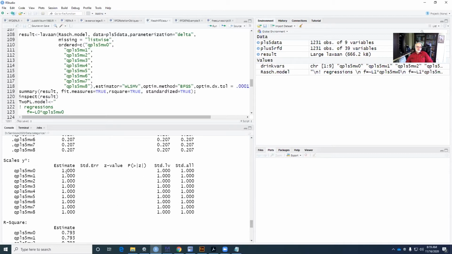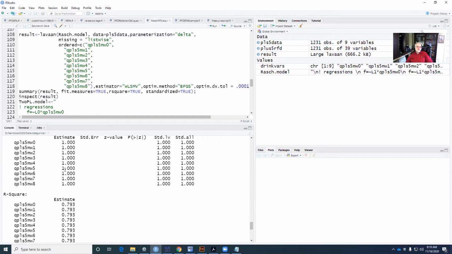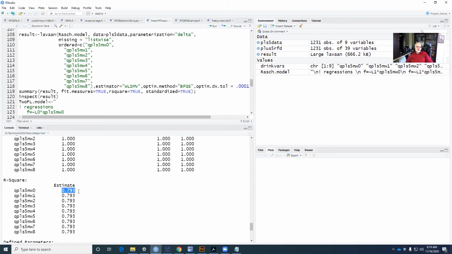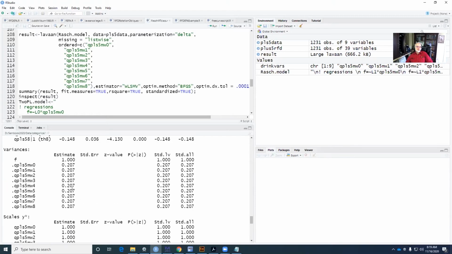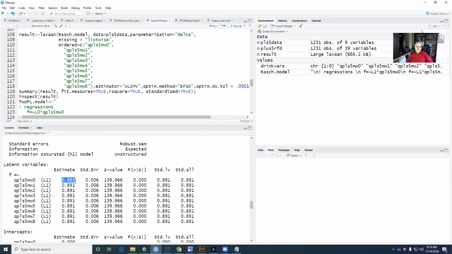Here are our scaling factors. This is the scaling factor, that delta that we were talking about in the last lecture. And downstairs is the R square for that model. That 0.793 is 0.891 squared.